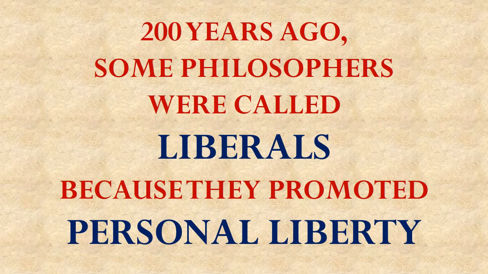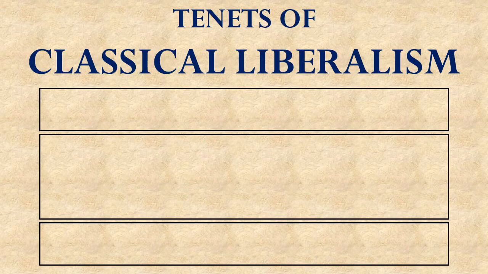Some important thinkers from 200 years ago were called liberals because their great concern was the promotion of personal liberty. They wanted to figure out how to make us more free. For the radicals in France, this meant getting rid of their king. As we explore the ideas of these liberal philosophers, we'll identify three fundamental beliefs held by classical liberals. We will call these tenets of classical liberalism.